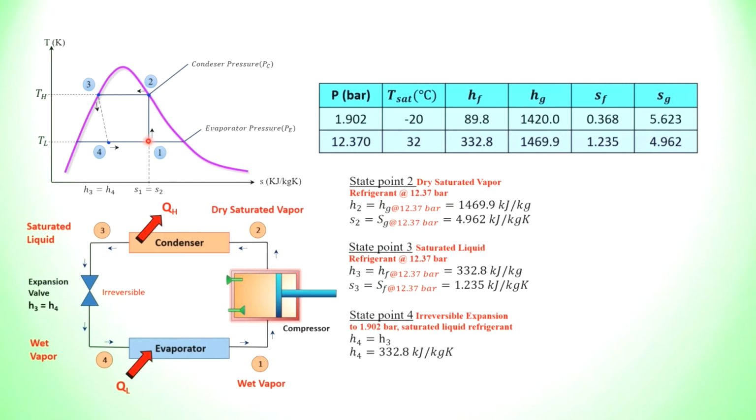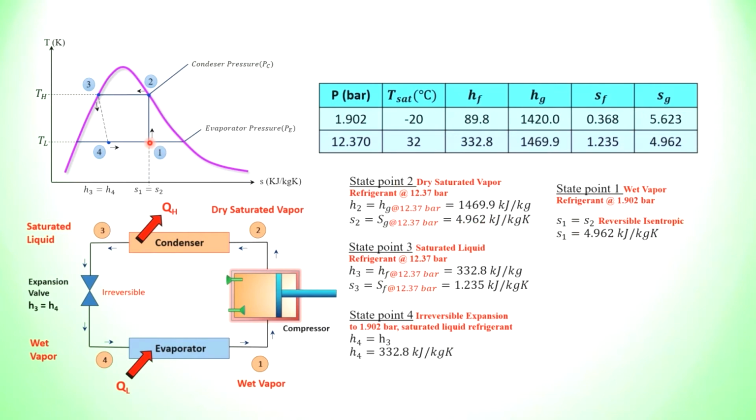Then the last one is your state point 1. State point 1 is a wet vapor, or a saturated liquid and vapor mixture at this pressure. We know that the process from state point 2 to state point 1 is isentropic. So the entropy of state point 2, which we have found just now, take this for S1 as well. Due to the reversible isentropic process, S1 equals S2. So S1 also will be equal to 4.962.